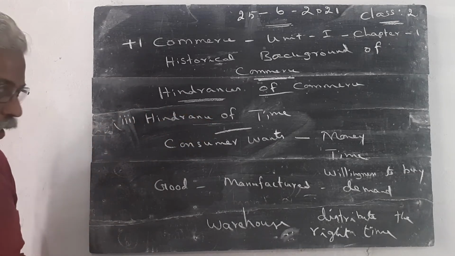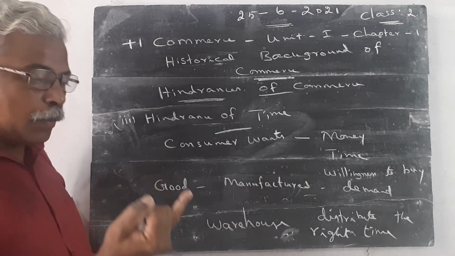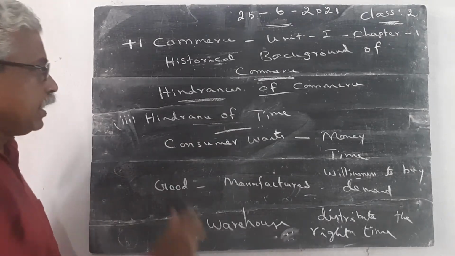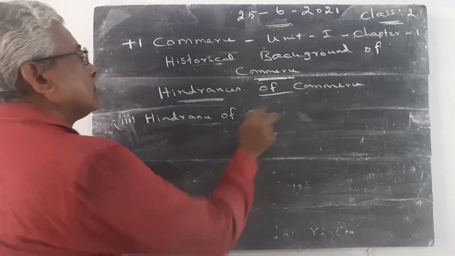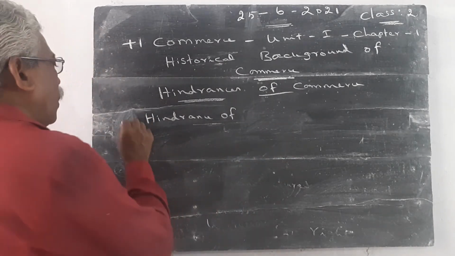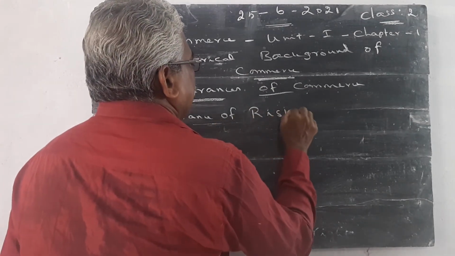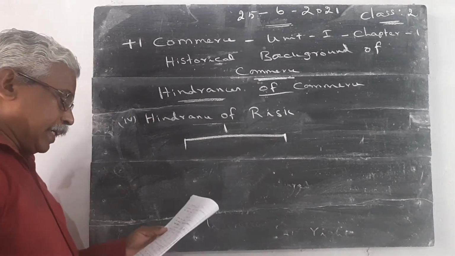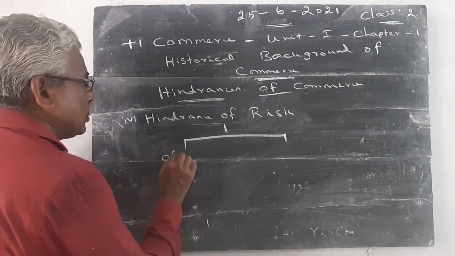Three points we have completed: hindrance of person, hindrance of place and hindrance of time. Then next point, point number 4, hindrance of risk. Hindrance of risk is again classified into 2. Hindrance of risk of deterioration in quality.